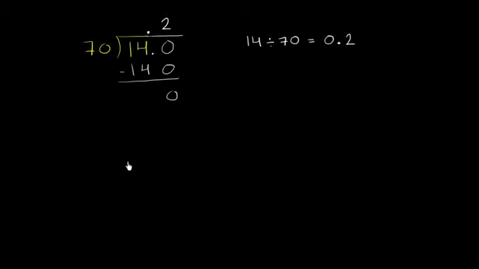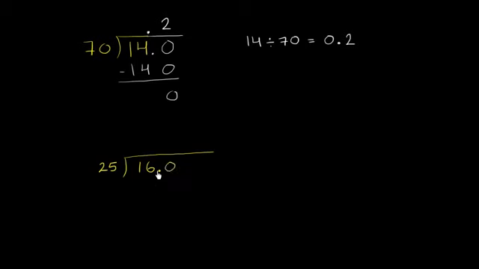Let's do a slightly more involved example like this. So let's say I wanted to divide, I don't know, let's do a little more interesting. Let's divide 16 by, I don't know, let's divide it by 25 and see what we get. So initially we say, okay, 25 doesn't go into 1, it doesn't go into 16.